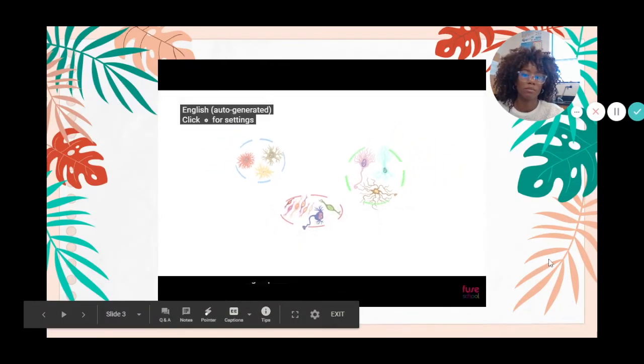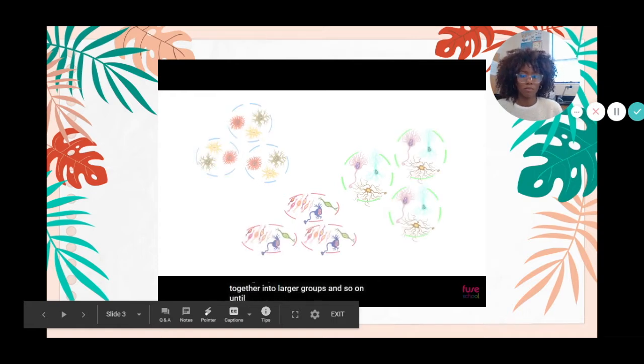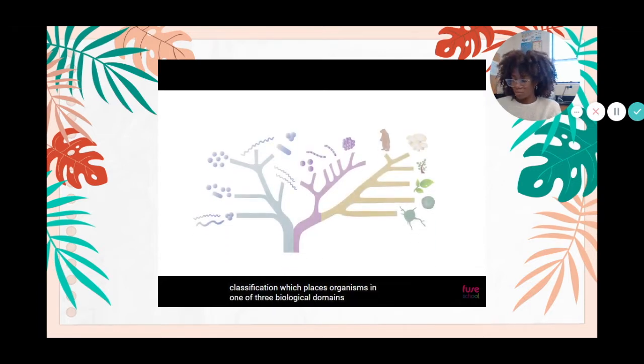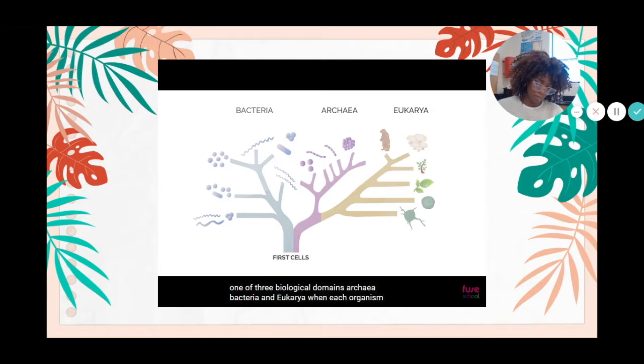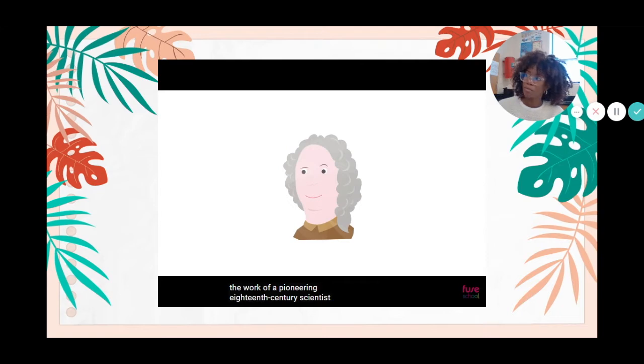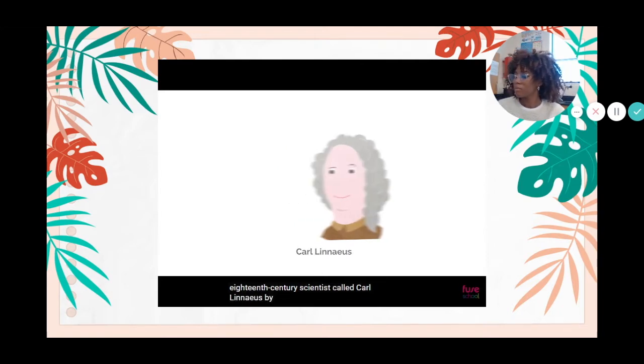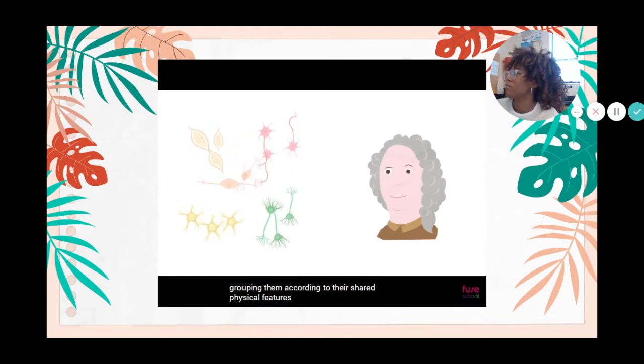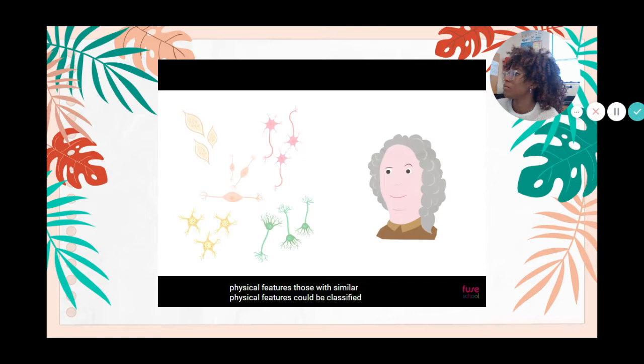These small groups are then classified together into larger groups, and so on, until we reach the top level of classification, which places organisms in one of 3 biological domains: archaea, bacteria, and eukarya. When each organism is classified in this way, it allows scientists to see the relationships between different species and make sense of a hugely diverse array of life. Modern systems of biological classifications, or taxonomy, are based on the work of a pioneering 18th century scientist called Carl Linnaeus. By studying hundreds of organisms, Linnaeus devised a method of grouping them according to their shared physical features. Those with similar physical features could be classified together.